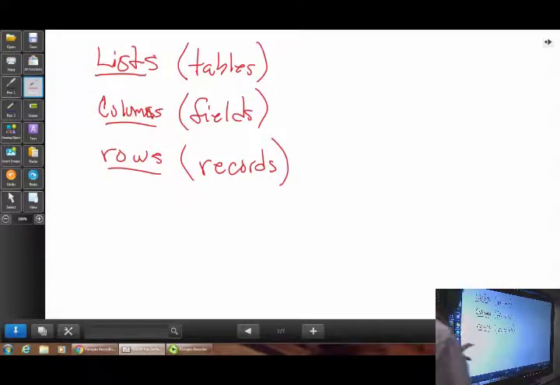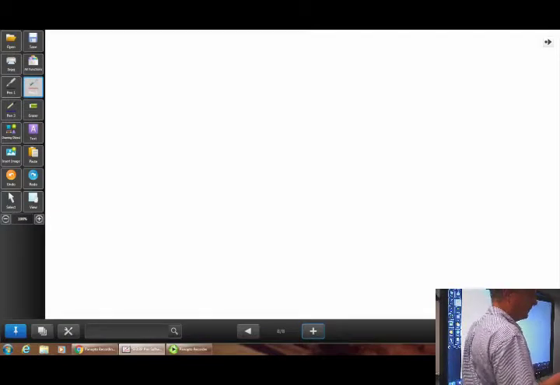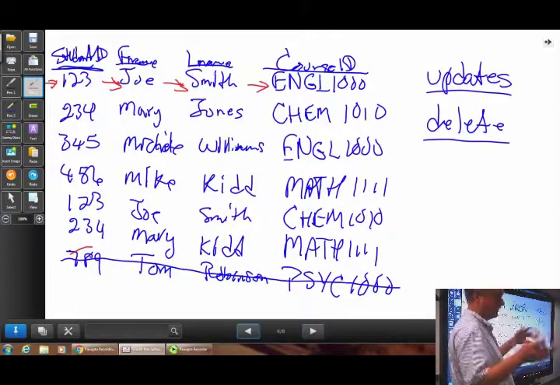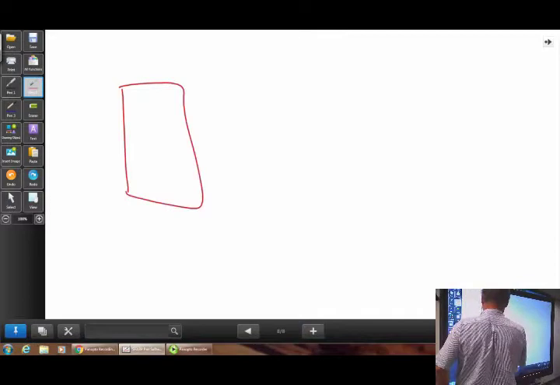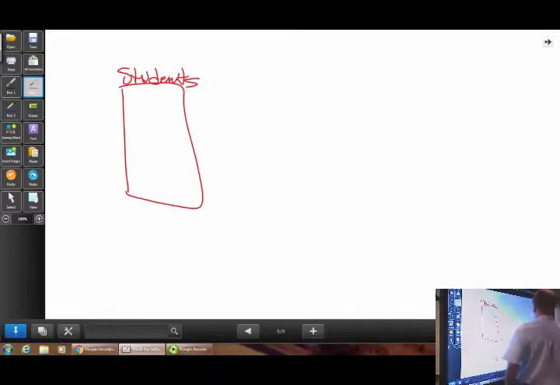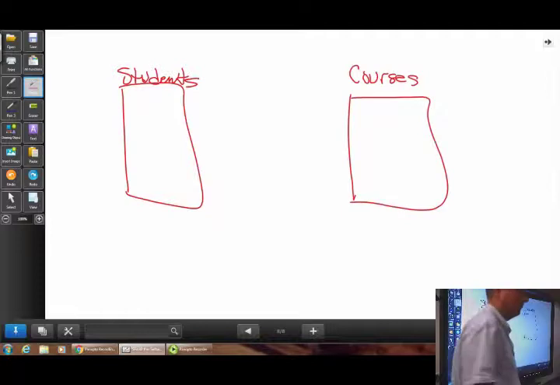Let's take this concept and move it ahead. So, in our registration system, what lists do we need? The registration system, the one we were trying to do over here. If you could divide this into discrete objects, what would they be? You need the student information. Right. Course information. Right. All right, let's start with those two. I would have a list of students. Then I would have a list of courses over here that the students could pick from.